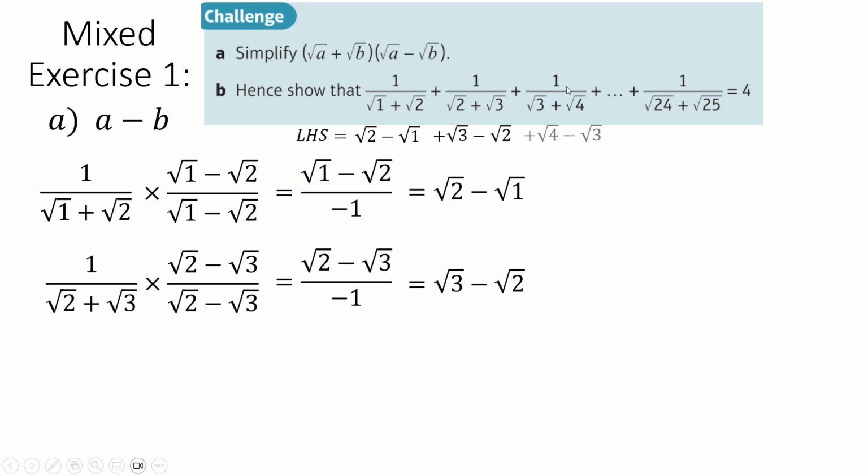And that's quite nice, because when you do that for all of them, notice how this root 2 and this minus root 2 just cancel with each other. And likewise, this root 3 and this minus root 3. And that's going to happen all the way down the line, except for this minus root 1 and this root 25, because they, being the largest and the smallest numbers, have nothing to cancel with. They have no pair. So they're just going to be left over. Of course, that's 5, that's 1. 5 minus 1 is 4, and that's equal to the right-hand side, and we're done here.